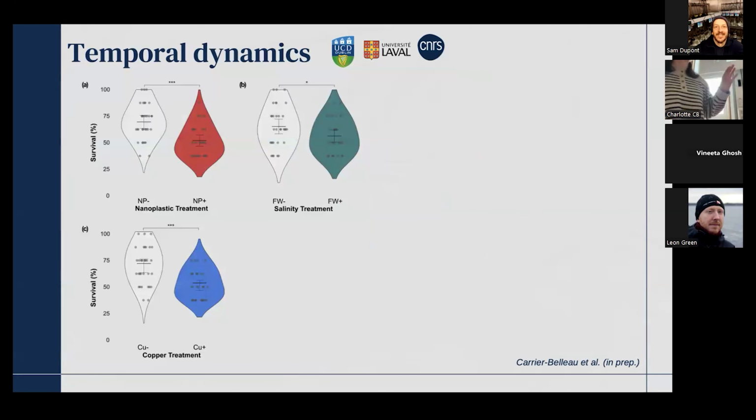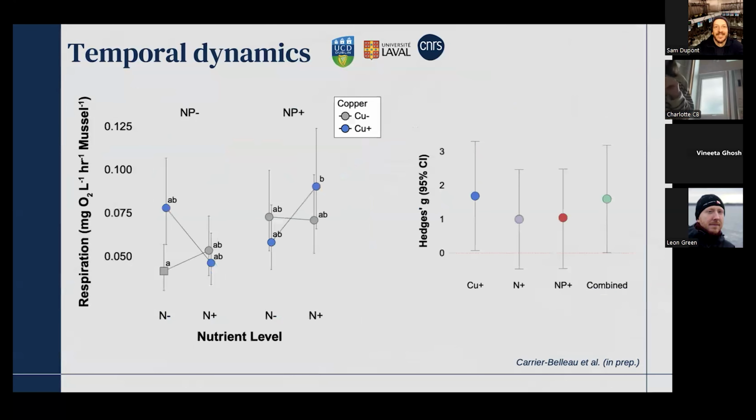So based on this, we did the experiment. We saw the effect of individual stressors on survival. So we had an effect of nanoplastic pre-exposure overall, we had an effect of salinity, and we had an effect of copper on survival. But what was interesting and a little bit mind-confusing is that we had a significant statistical interaction between copper, nutrient, and nanoplastic pre-exposure. And unfortunately, we have a lot of marginally significant results, which complexifies a little bit the interpretation.